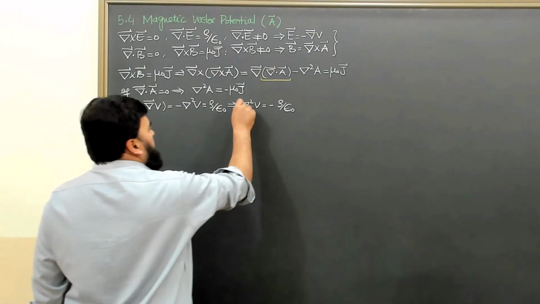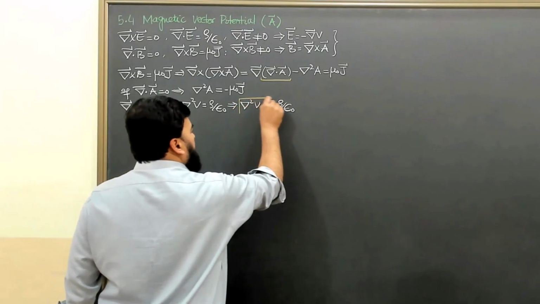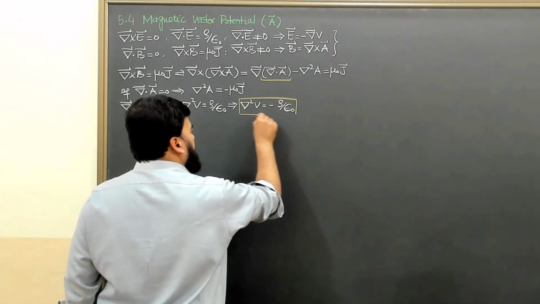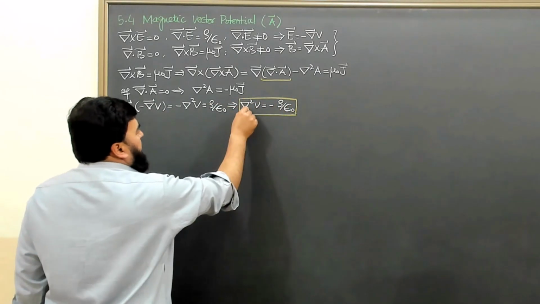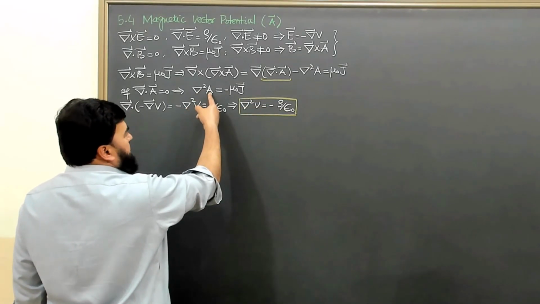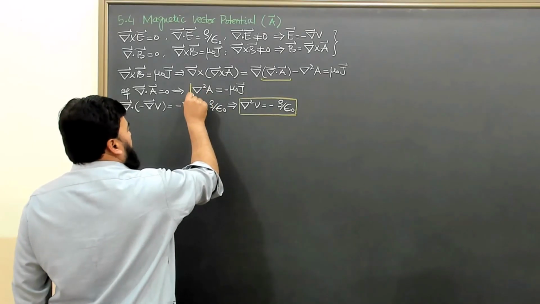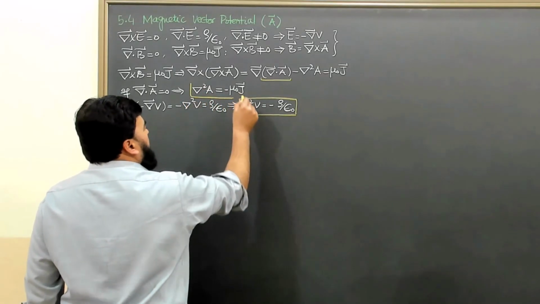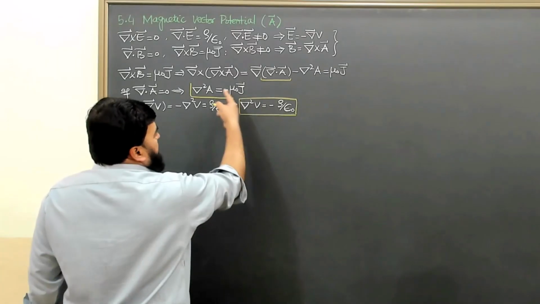This is the Poisson's equation, the electrostatic situation. And here, del square of the potential. So this side is okay. On this side, minus and minus.